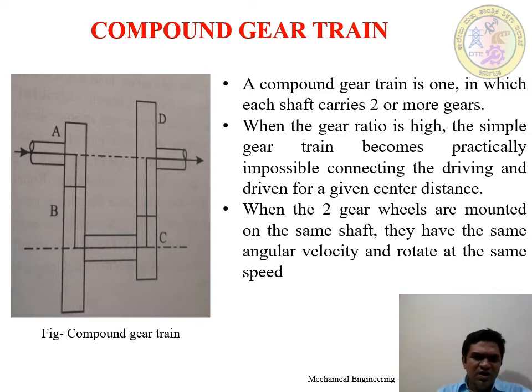When two gear wheels are mounted on the same shaft, the angular velocity and the speed remain the same. So this is about the compound gear train.